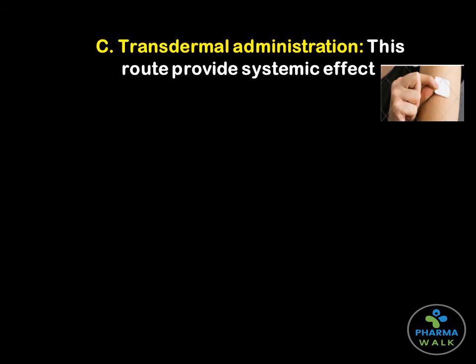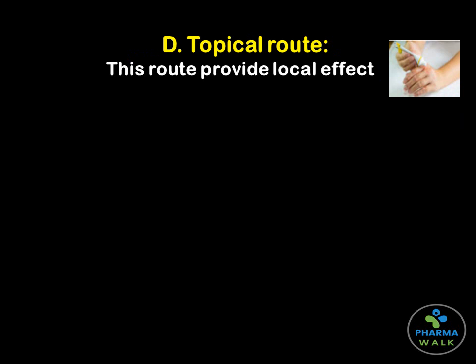Third, transdermal administration, which means administration of drug via the layer of skin. This route provides a systemic effect, meaning the drug will enter into the blood. The advantage of the transdermal route is that it avoids first pass metabolism, meaning it does not get metabolized in the liver and directly enters the blood. Last is the topical route: application of drug to a specific part of our body which provides a local effect. The drug does not enter into the blood when administered via the topical route.